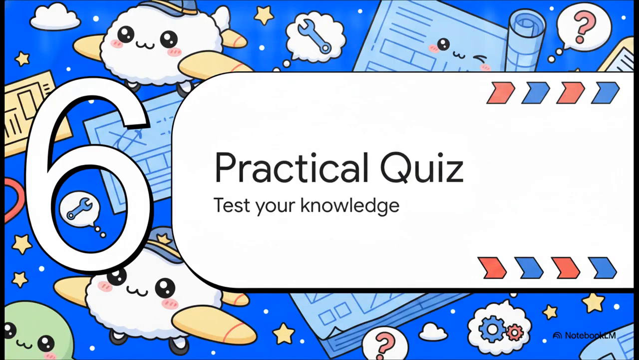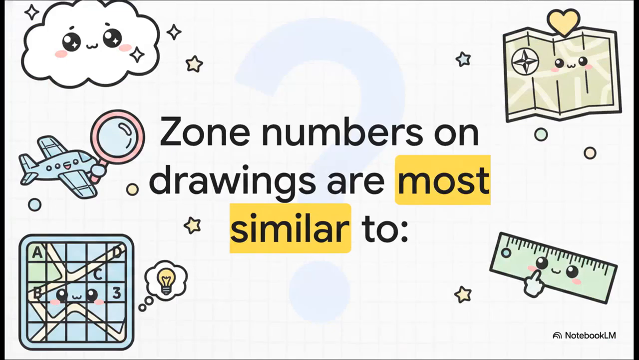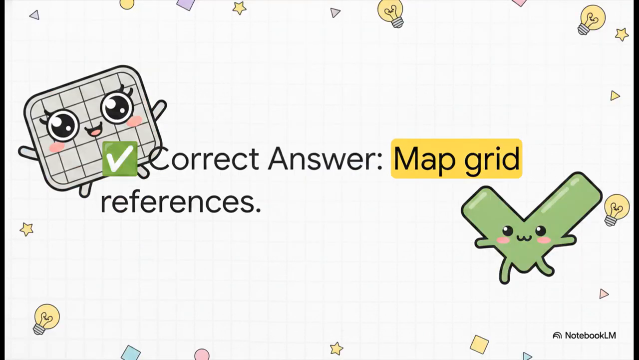All right, time to wrap things up with Section 6, Practical Applications and a quick quiz. Let's test your knowledge a bit with a scenario, kind of like what you'd see on a CR66 licensing exam. Think back to how we navigate large assembly drawings on paper. Zone numbers on drawings are similar to A, serial numbers, B, part numbers, C, map grid references, or D, material codes. Give it a thought. If you went with C, you hit the nail right on the head. Zone numbers act exactly like map grid references. You're just mentally drawing those intersecting horizontal and vertical lines from the borders to pinpoint your specific area of interest on a crowded blueprint.